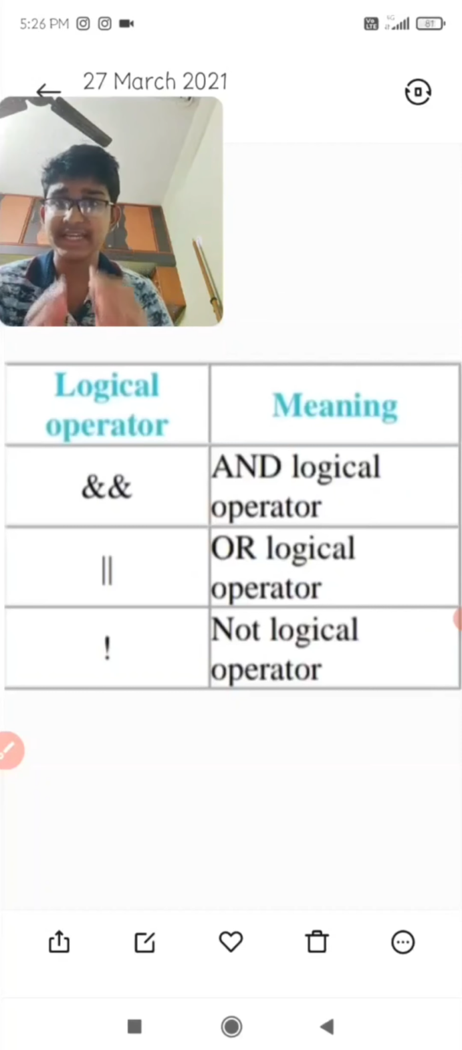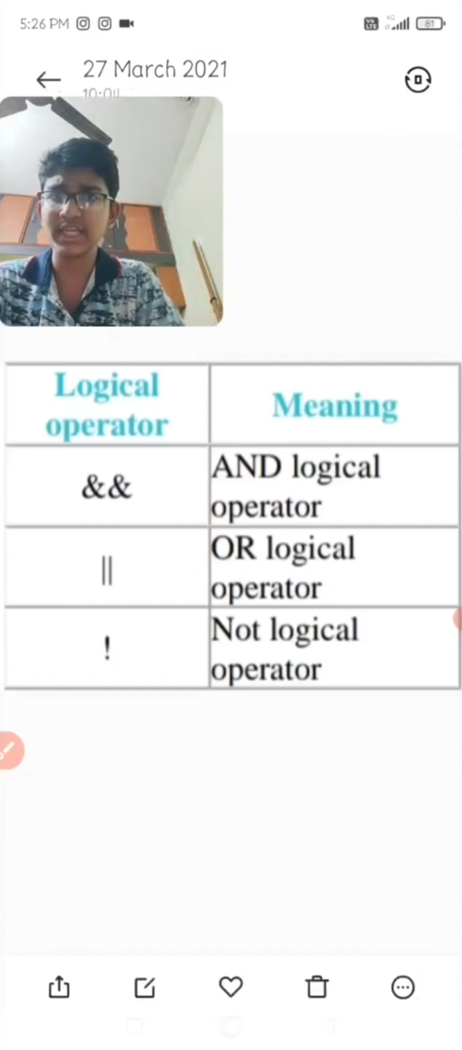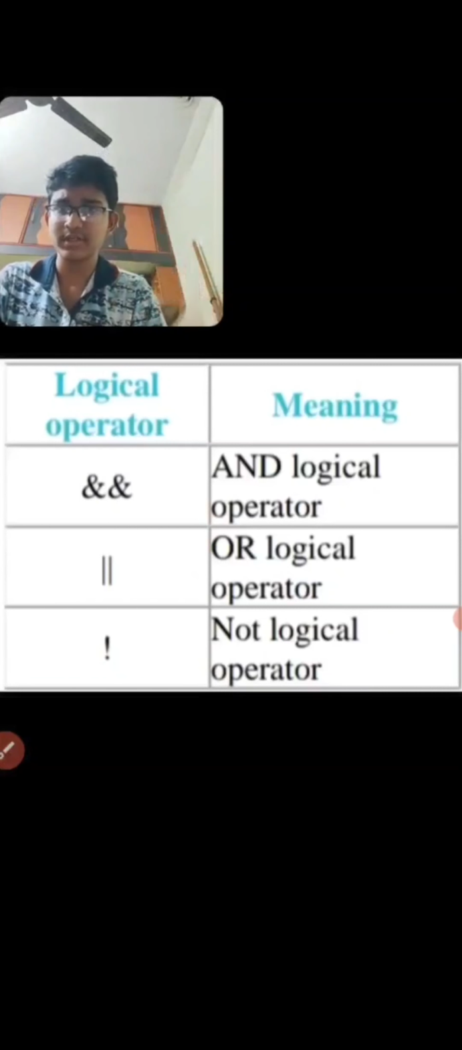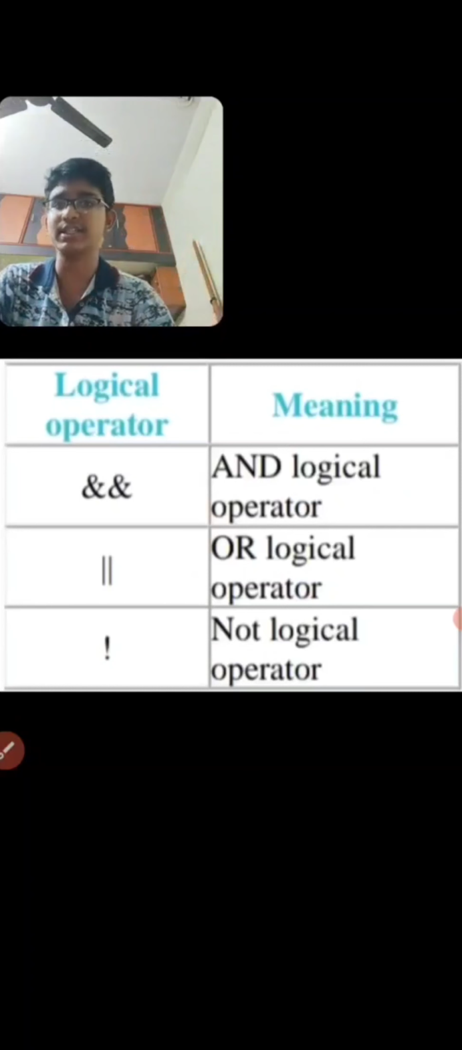And in the case of the OR logical operator, whenever I am using the OR logical operator in any type of expression, it is not necessary that all the conditions have to be true. What is necessary? It is necessary that minimum one condition, means at least one condition, has to be true. Then it will be evaluated to 1, means it will give what? True. And it will give false when all the conditions are false.